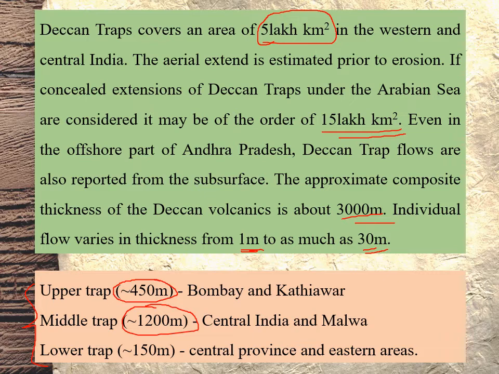So in broadly three main phases Deccan Trap eruption occurs, and within these phases there are also layerings, there are also sub phases. But if we consider the timing, the composition, the nature of the eruption, depending on those, we can broadly differentiate the phases of Deccan Trap eruption into three divisions: lower trap, middle trap, and upper trap.